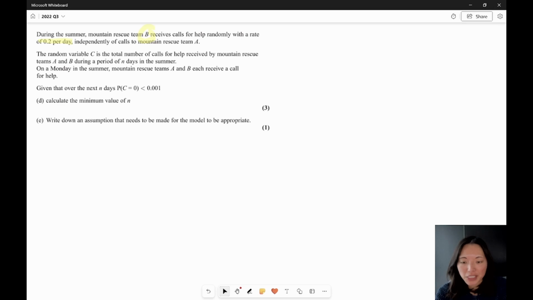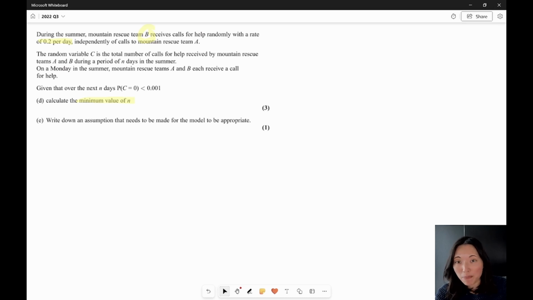The random variable C is the total number of calls for help received by mountain rescue teams A and B during a period of N days in the summer. On a Monday in the summer, mountain rescue teams A and B each receive a call for help. Given that over the next N days, the probability of C equals 0 is less than 0.001, we are asked in part D to calculate the minimum value of N.